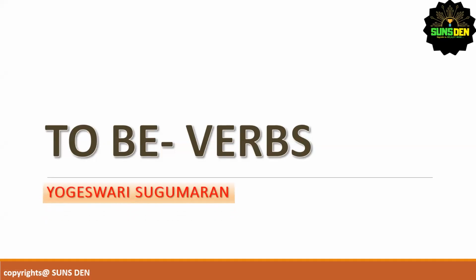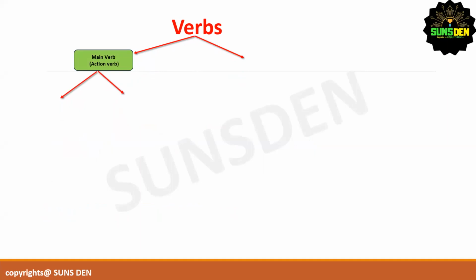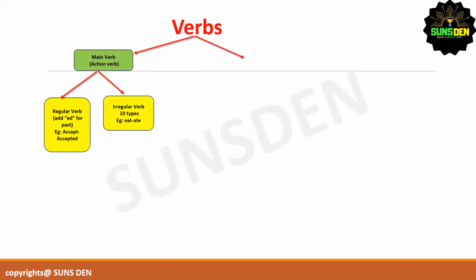Today we'll be learning about Be Verbs. Before that, I'll just walk you through what verbs are. Verbs are classified into two main categories, main verbs and auxiliary verbs. Now let's talk about the main verbs. Main verbs are again classified into two categories, which are regular verbs and irregular verbs.